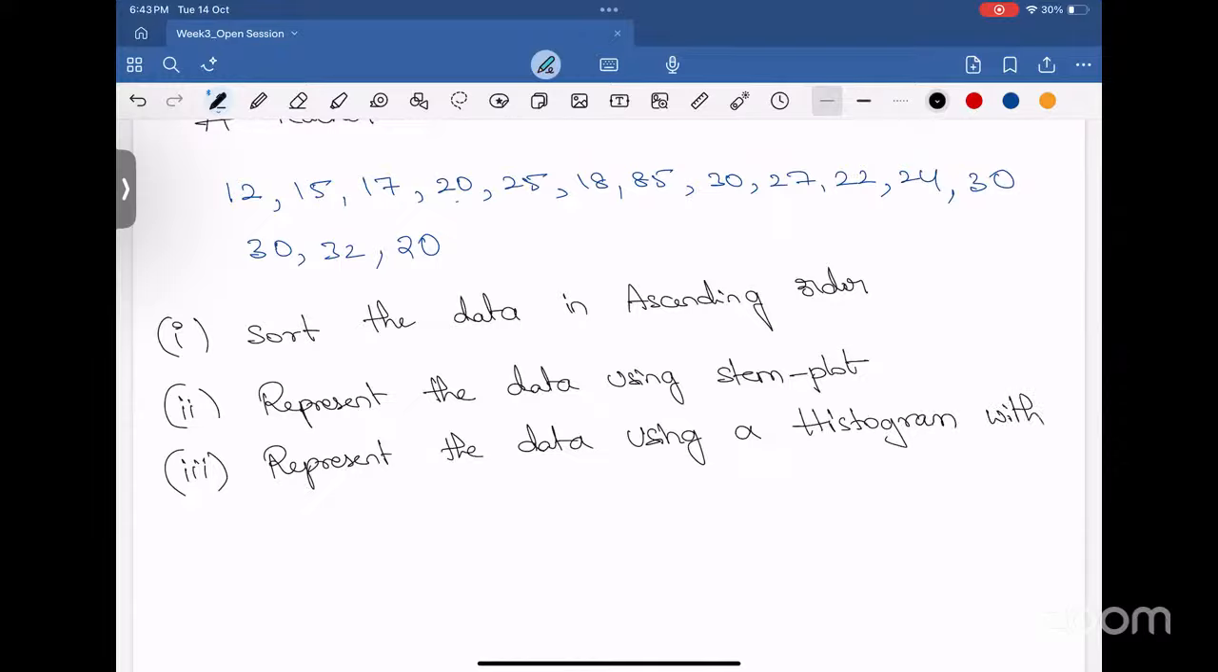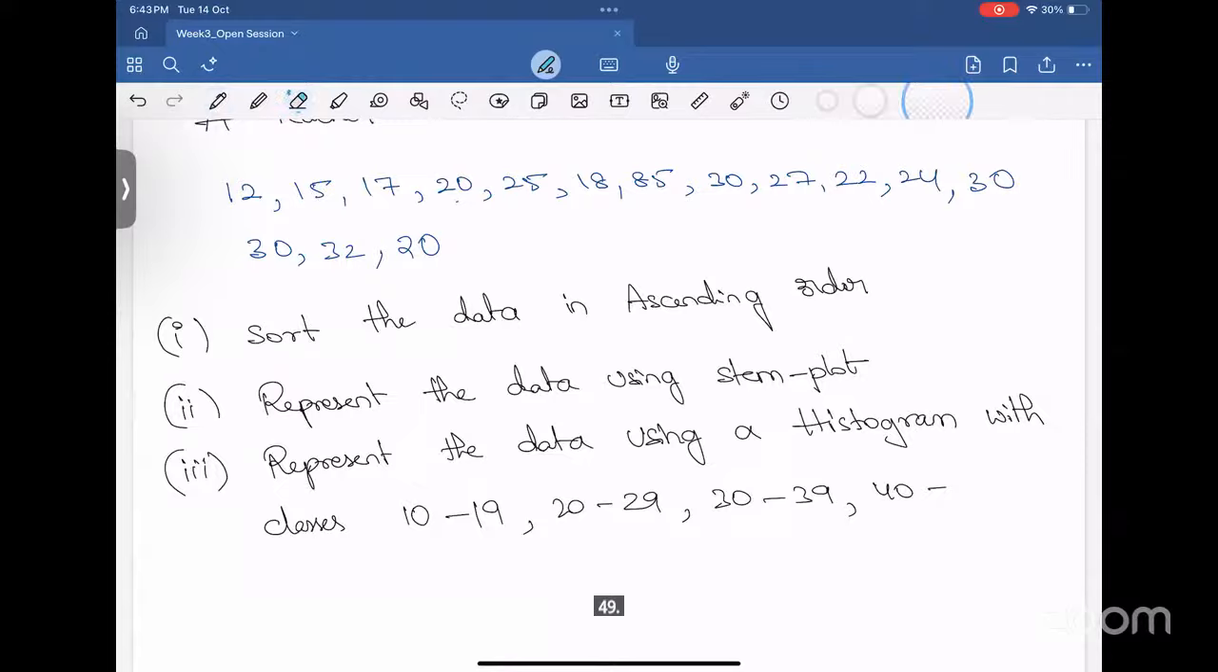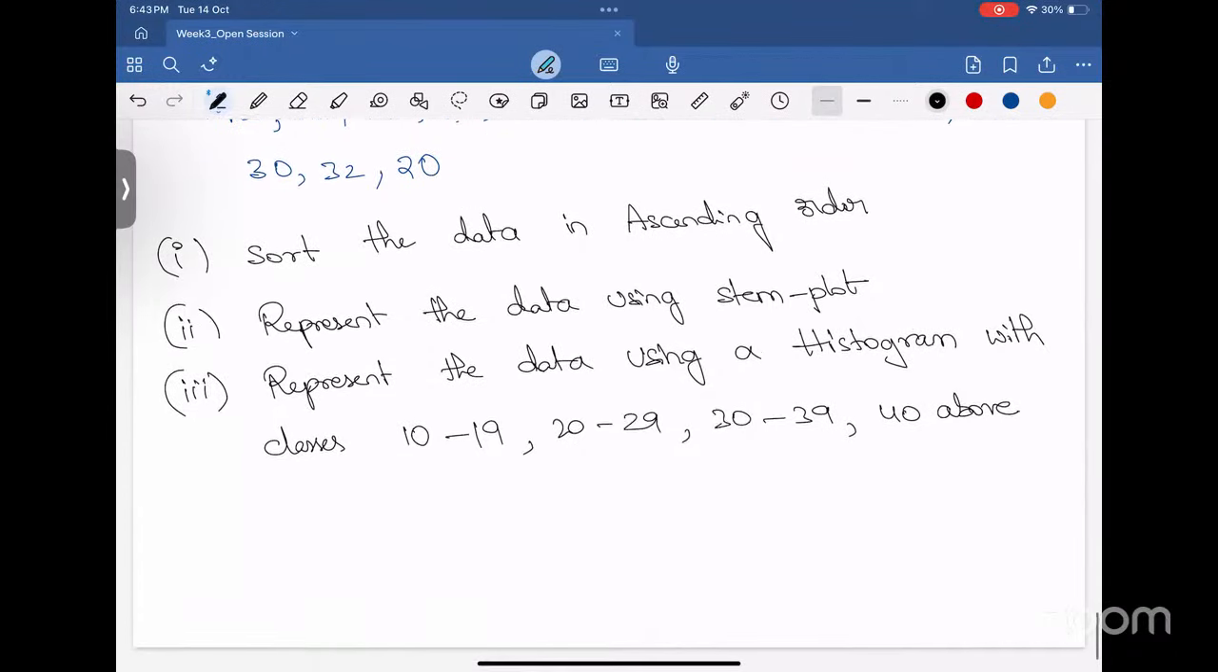with the classes 10 to 19, 20 to 29, 30 to 39, 40 to 49, 40 and above. Okay, so 40 and above. Okay, so that is the third one.